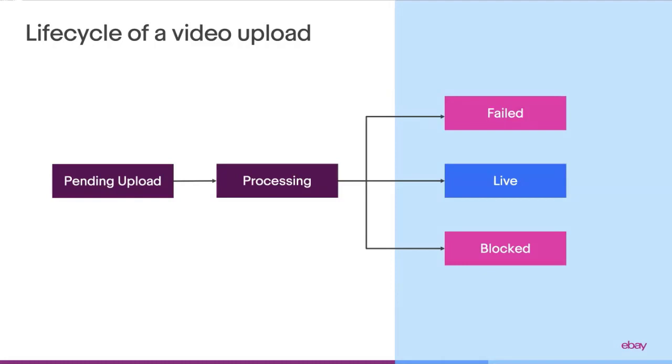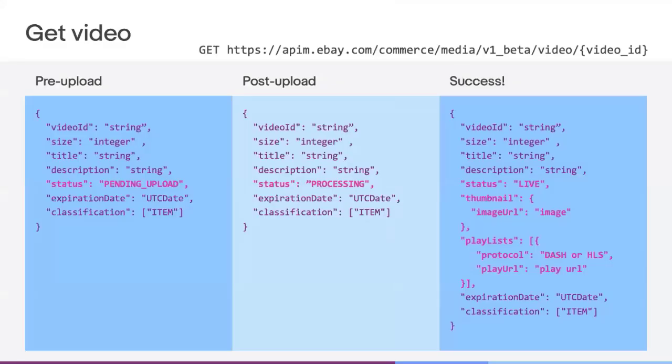So now let's look at how the video goes through all these stages. On the left, the first column has the pre-upload step. In the pre-upload step, you will see a status which says pending upload. There are two more fields that I would like to call out. One is the expiration date. Videos at this point are being created with a 1-year expiration period. Post-upload, it moves to processing, and finally, success.